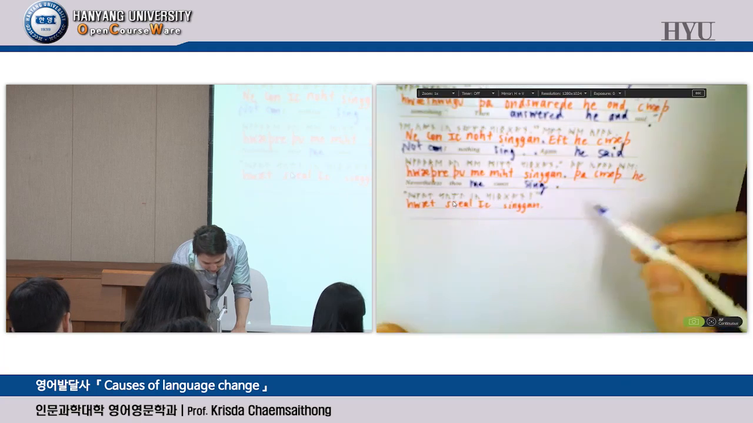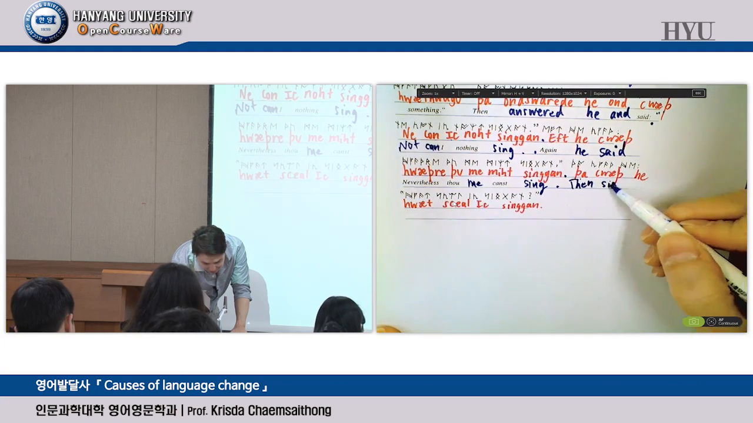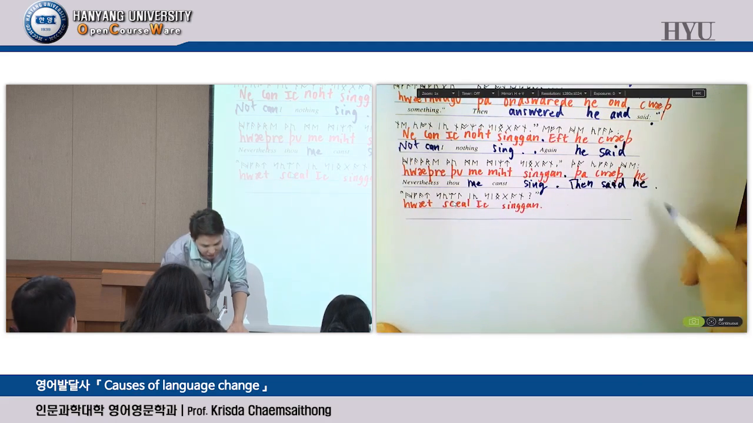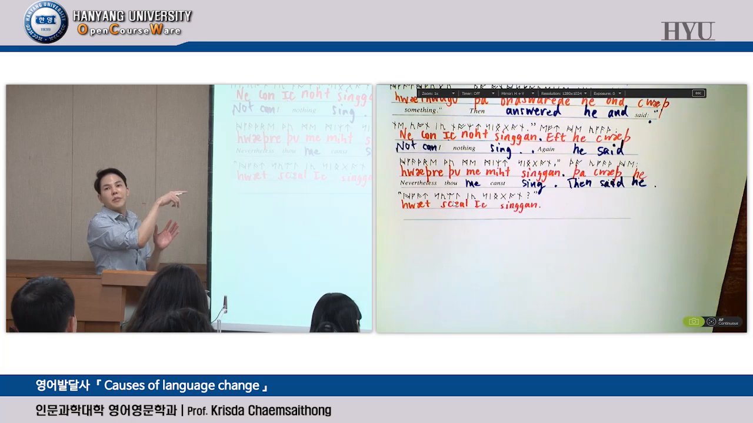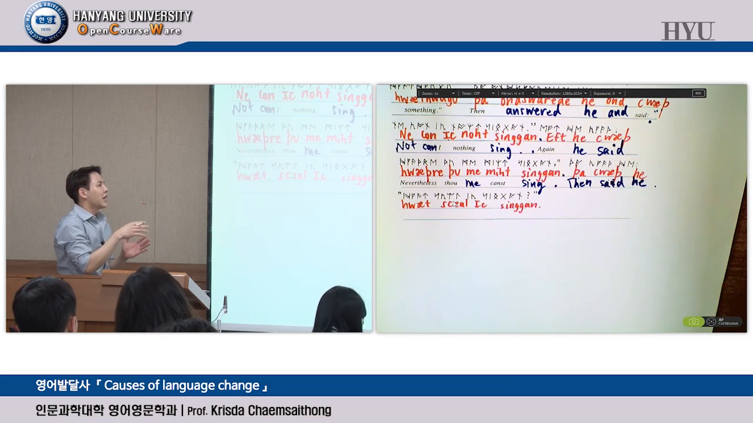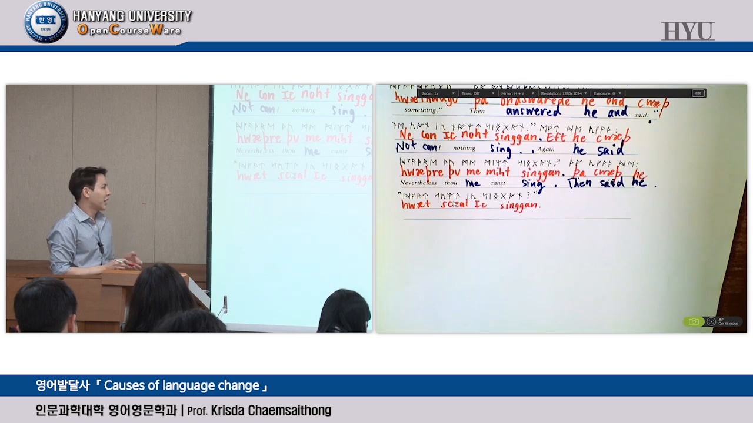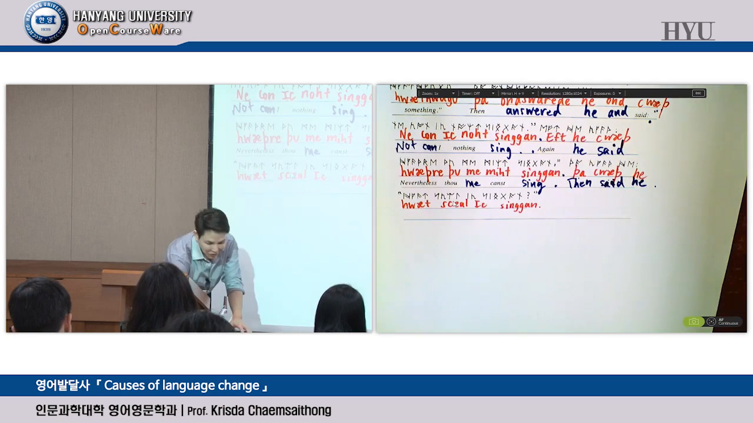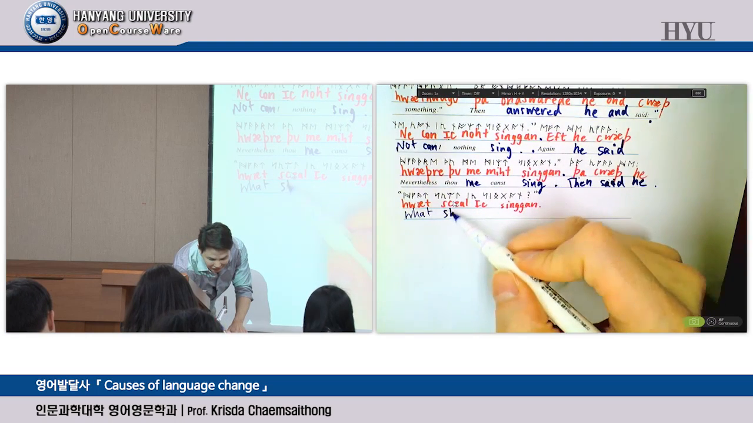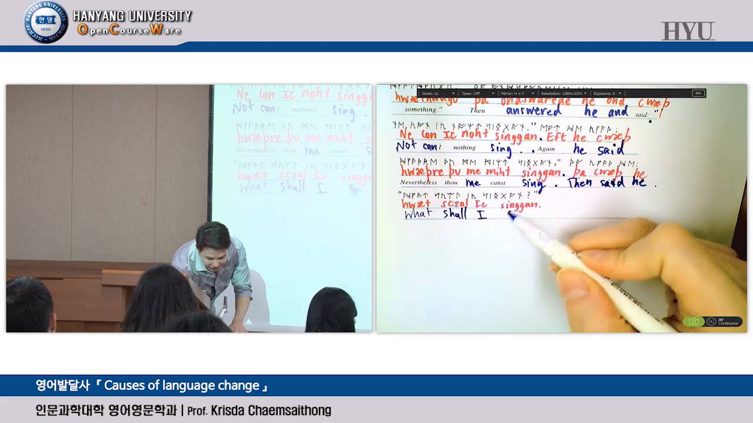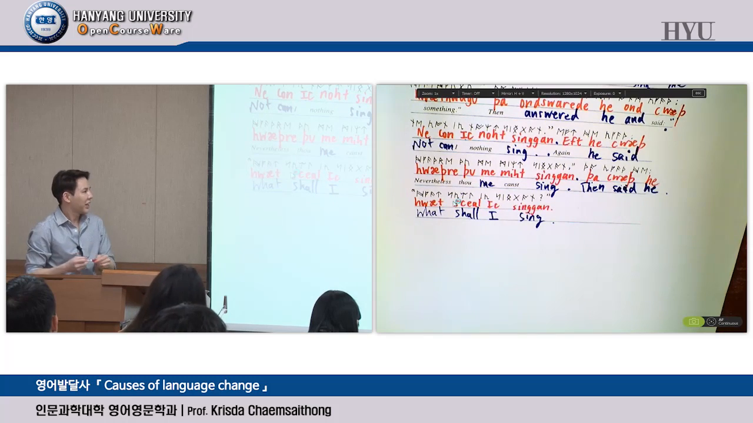So that's the end. And then ta is then, and we have said, said he, right? And then Cadmon said, and then he meaning Cadmon, right? Then said he, what shall ik singen? What do you think? What is what? Shall is shall, ik is I, singen is sing. What shall I sing? Like that.